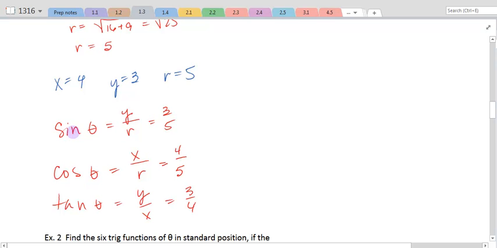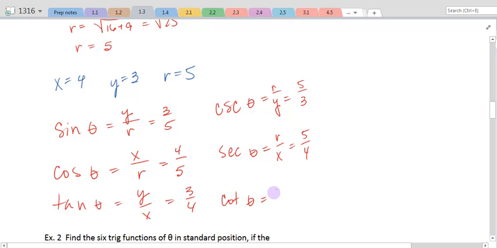These are the first 3 that I typically do, and then I come back and I fill in the reciprocals of them. So I'm going to look at cosecant, because that's the reciprocal of sine. The cosecant of theta would be the reciprocal of this, which is r over y, or 5/3. Secant of theta would therefore be r over x, which would be 5/4, and cotangent of theta would be x over y, which is 4/3. So we're able to find all 6 trig functions based on the information that was given.